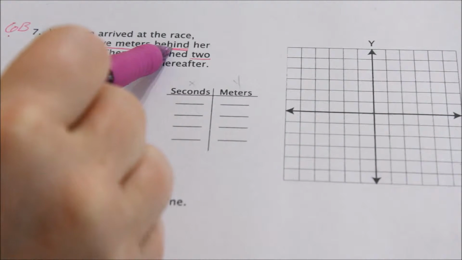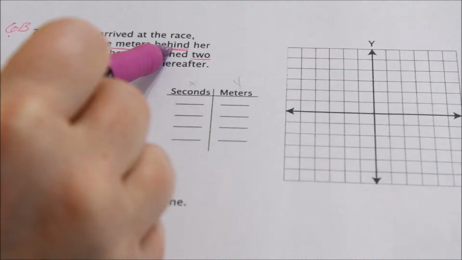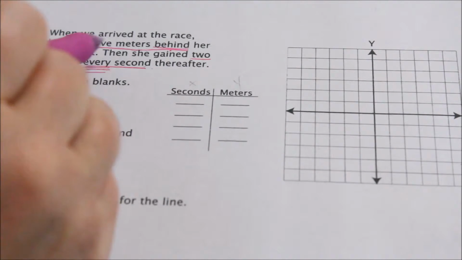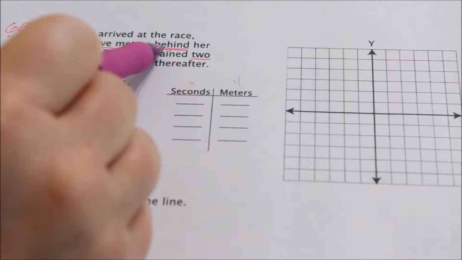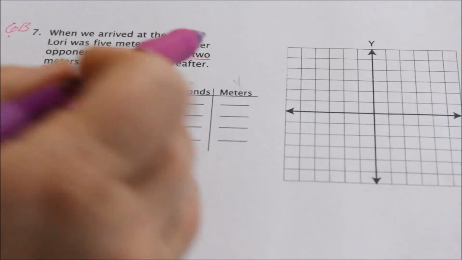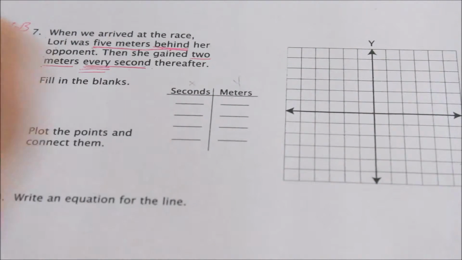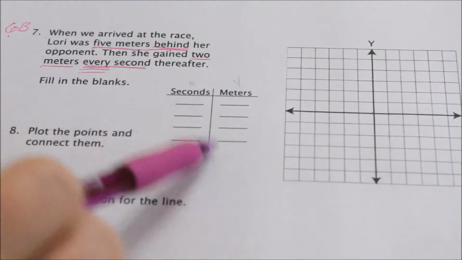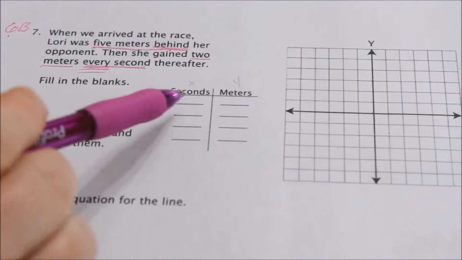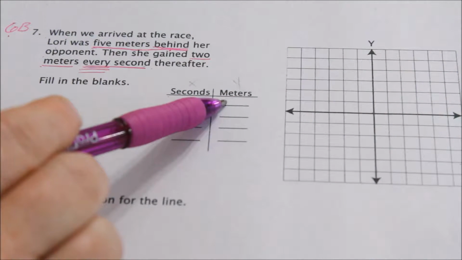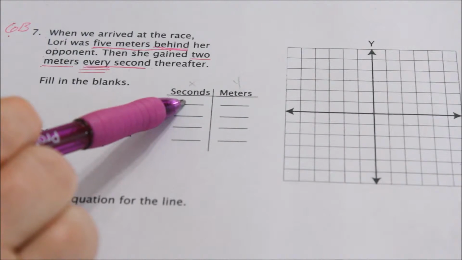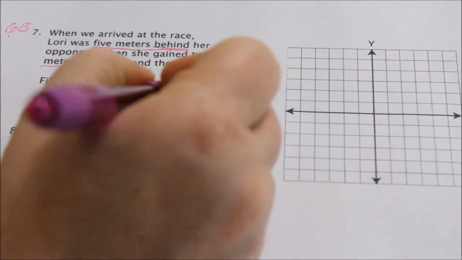She was behind. She started out behind. If she started out behind, that is a negative number. That 5 meters is a negative number because she was behind. She gained 2 meters every second. Alright, so now we're going to fill out our table again. We want to find out how far along the race was she every second. So we're just going to start out with 0.